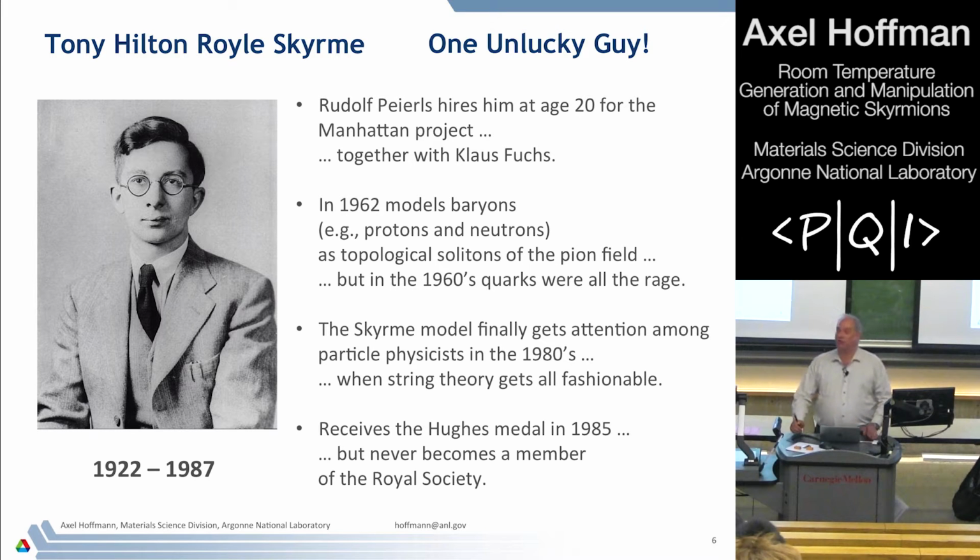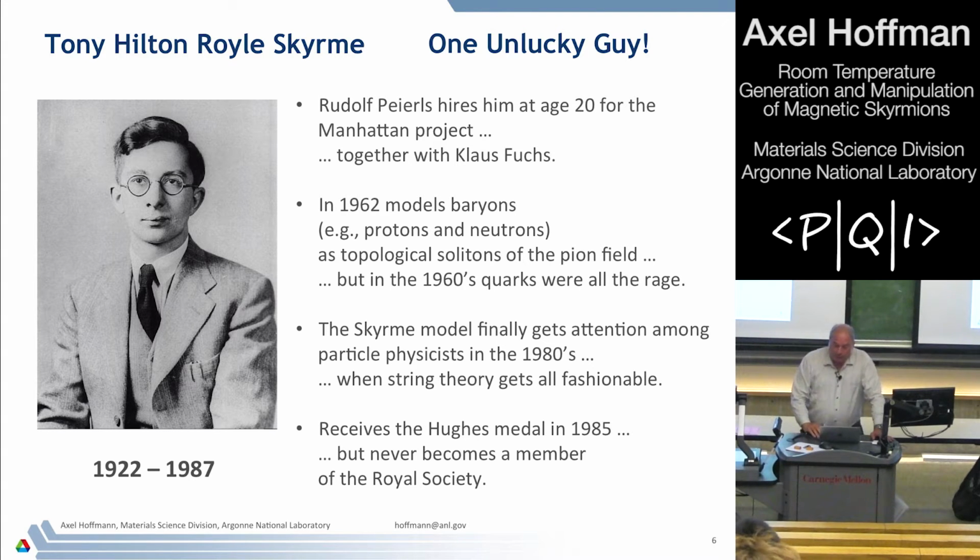So I don't know, some are laughing. I don't know if you know who Klaus Fuchs was, but he was essentially a spy that told the Soviet Union how to build a nuclear bomb after they were done in Los Alamos. And so these two guys shared an office together. But fortunately, that didn't kill his career.